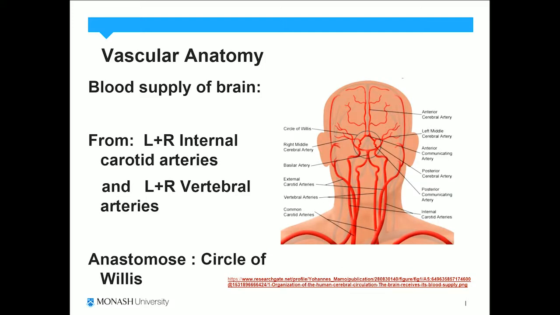The blood supply is important, and therefore it's important that you revise your anatomy of the blood supply to the brain. You have the internal carotid arteries, the vertebral arteries, and then importantly the circle of Willis, so the anastomosis of the circle of Willis. And that is an important area, especially with subarachnoid hemorrhage.